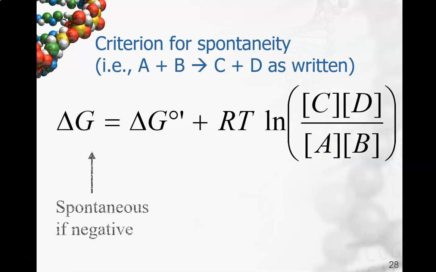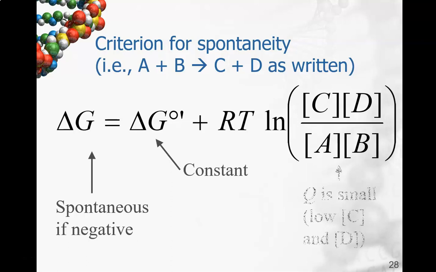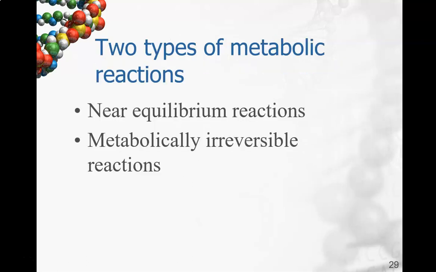So the criterion for spontaneity, if we're at the beginning of a reaction, is that delta G is negative, the reaction is spontaneous. We don't use the delta G 0 primed because that's a constant. We could look at Q. So if Q is smaller than the equilibrium constant, then Q will increase its value by decreasing A and B, the reactants, and increasing C and D, the products, so that Q is equal to the equilibrium constant.